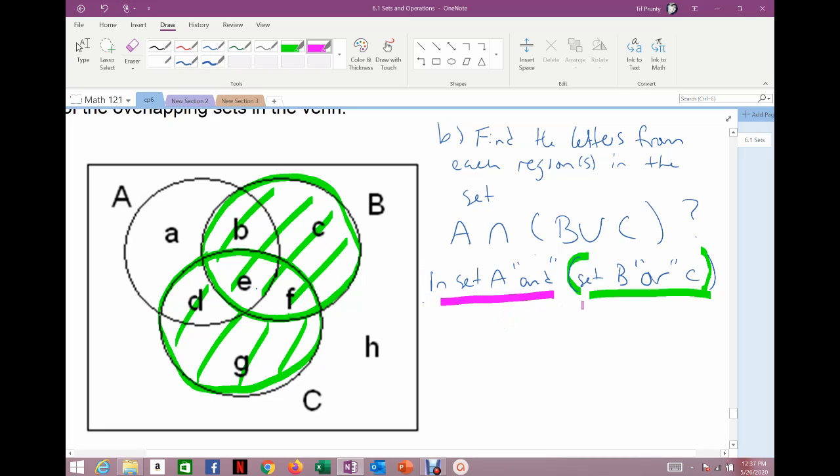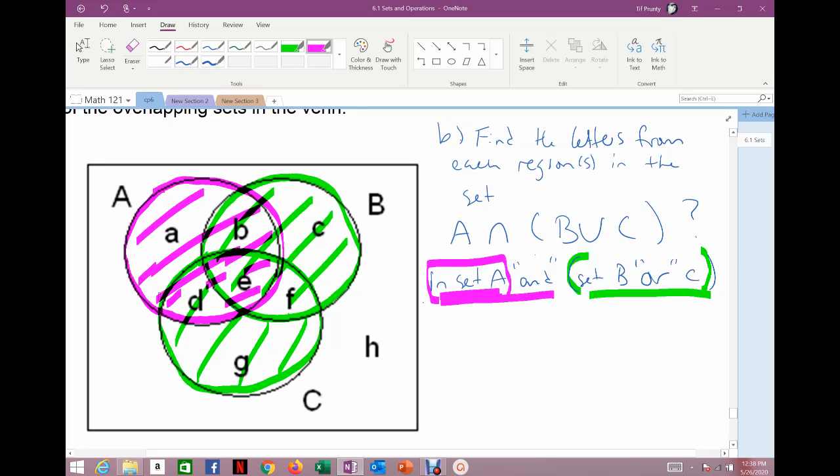Alright, now the and A part. So this would be circle A. If I shade in circle A, alright, set A. But this time, because it's the and, I only want the overlap, right? What's in the purple part and the green part. Well, the part in the purple part and the green part is just the parts where they overlap.